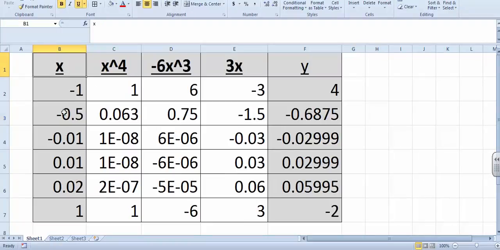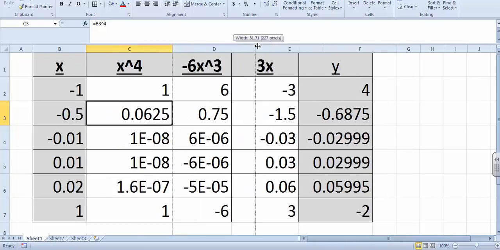What I've got here are different x values, -1, -0.5, and so on, that are around 0. And what you can see is if we calculate each individual term, so this is the x to the fourth term, this is the -6x cubed term, this is the 3x term, the resulting values of y are more affected by these in this area. So if we look specifically, we have an answer of 4, this is a 1, this is a 6, -3, all similar numbers, but still this value is noticeably larger than the x to the fourth term. As we get closer to 0, 0.75, -1.5, those two values add to -0.75, which is quite close to this. The x4 term has very little effect.